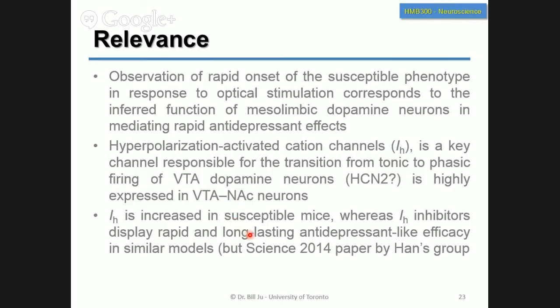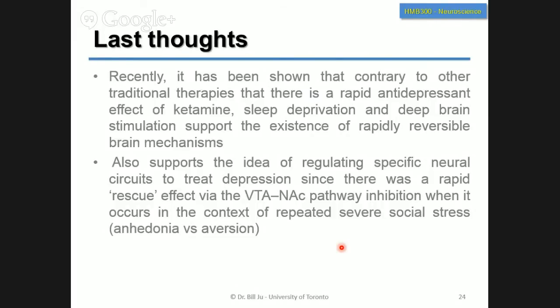This IH current is also really turned on in susceptible mice, and IH inhibitors display this really rapid, long-lasting antidepressant effect, which might actually tie everything together. That paper has not come out yet. There are a lot of rumors to suggest that the rapid antidepressants are being examined in these models, and that someone will be publishing that really soon. And this gets back into these rapid acting.